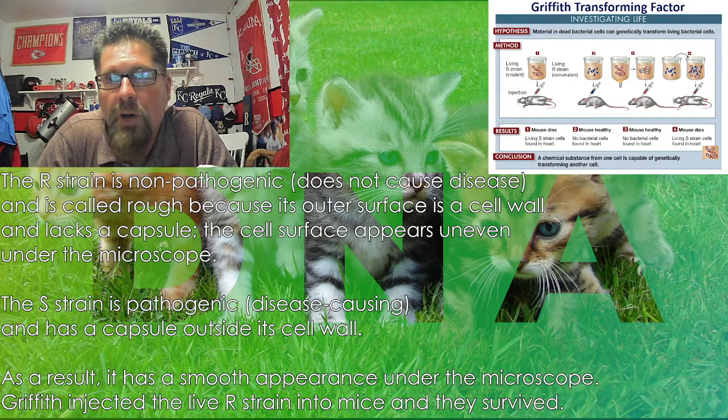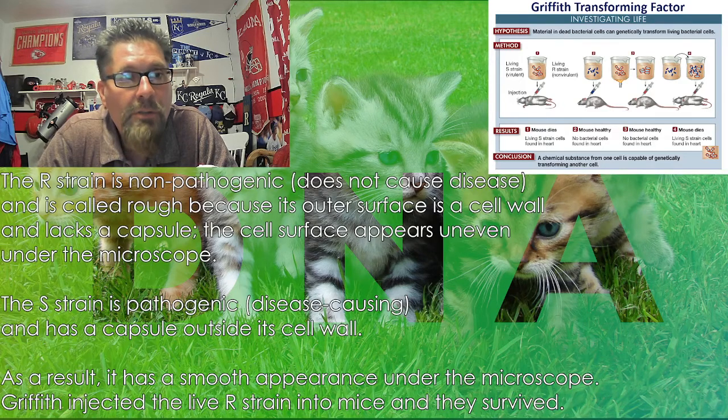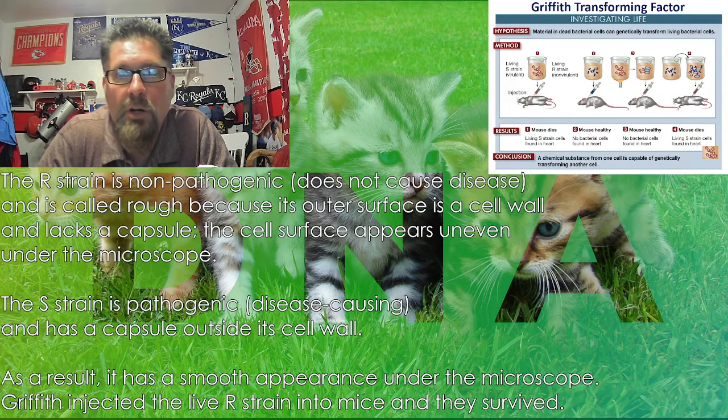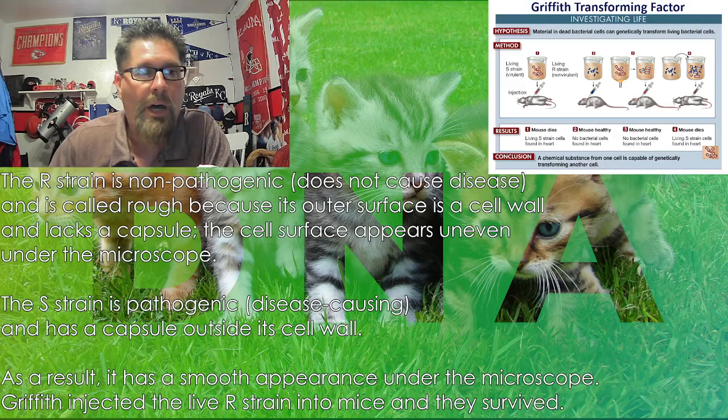And what he found is that he took, to start off the process, some of the S injected into mice, some of the R injected into mice, and the mice that were injected with the S strain died. The ones that were injected with the R strain did not die.